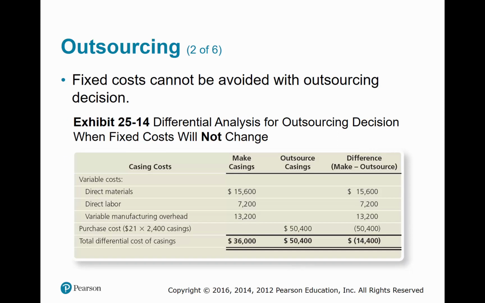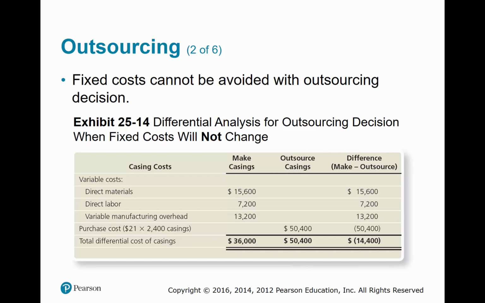So here they're doing an outsourcing decision. They're going to make some casings or outsource the casings. So think of a problem that would give you the direct materials cost, the direct labor cost, the variable overhead. So there's your total cost of making the casings versus if you could just hire a firm to do it. Well, hiring the firm is $50,000.